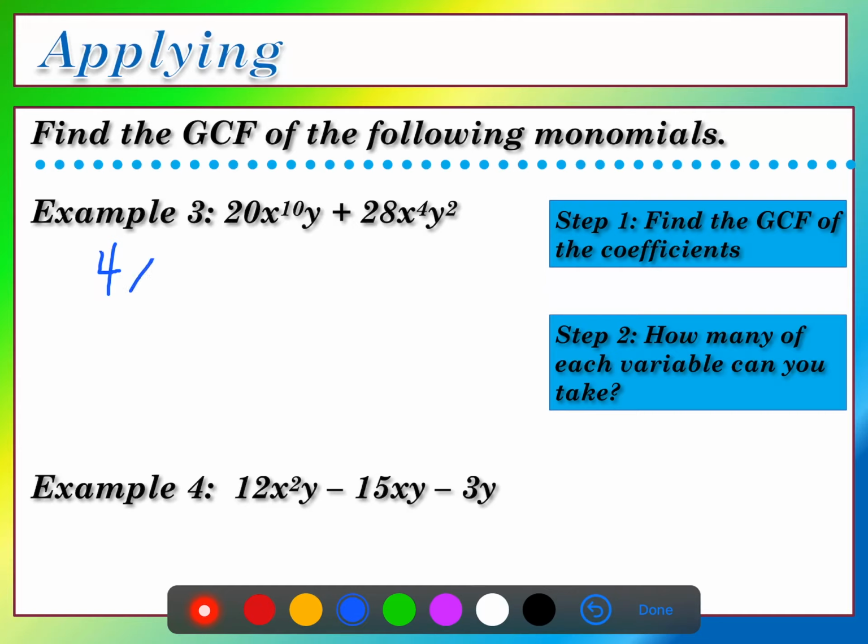Okay, how many x terms would you be able to take from each one? So if you have an x to the 10th and an x to the 4th, you have to go with the smallest amount available. And that's x to the 4th. And finally, I can take y to the first, because the first term of 20x^10y over here only has 1.